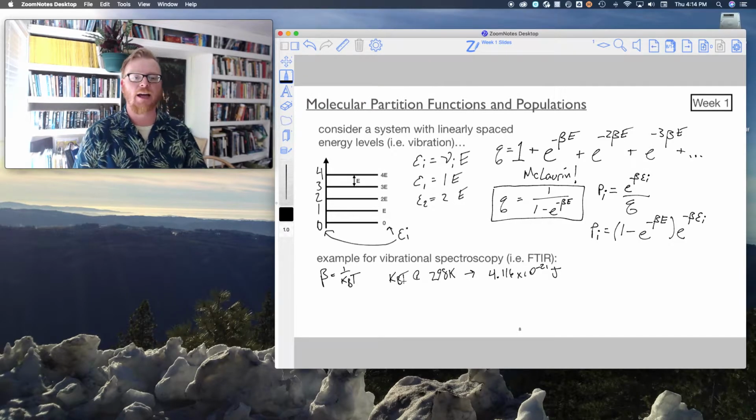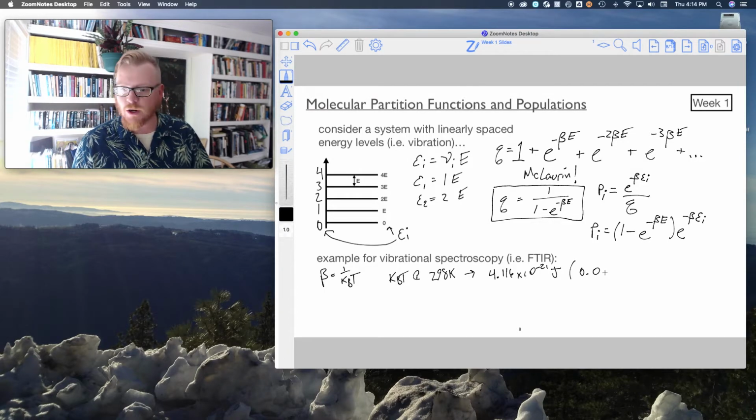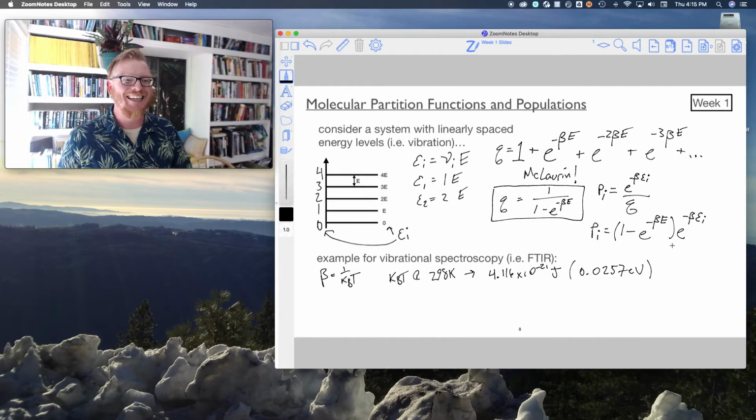So 298 K times 1.38 times 10 to the minus 23. So this is about 25 milli electron volts. 0.0257 eV, so about 26 milli electron volts, right?